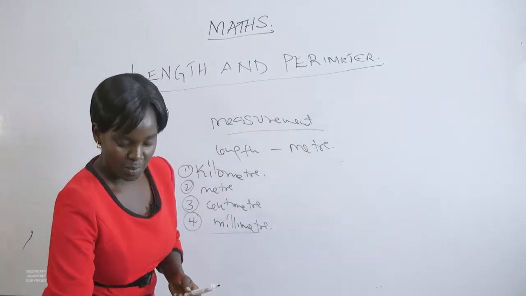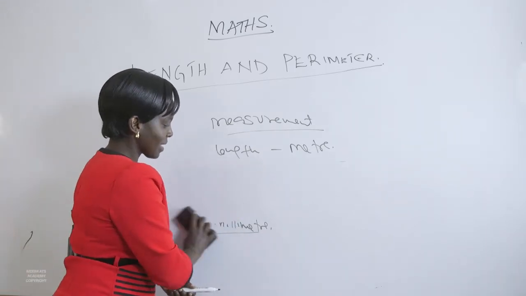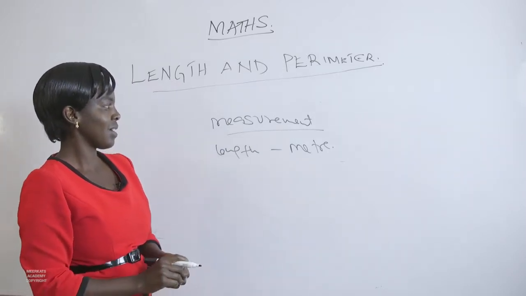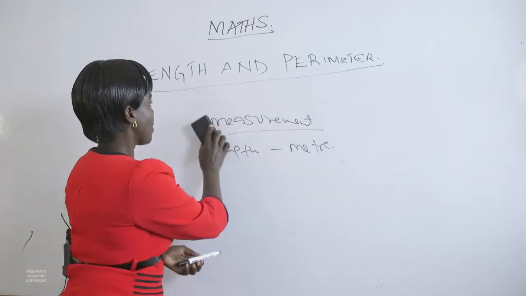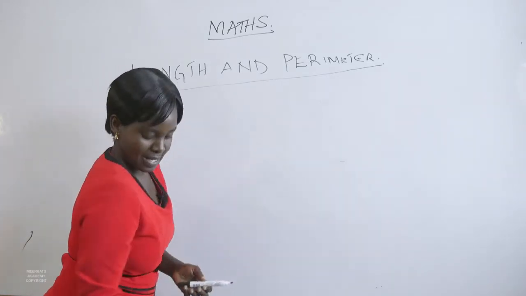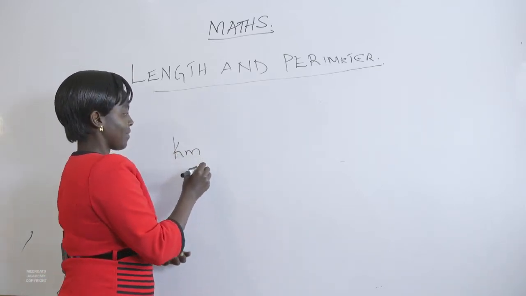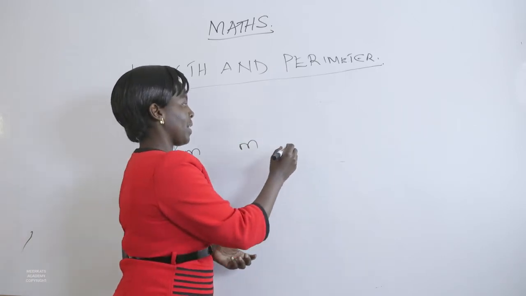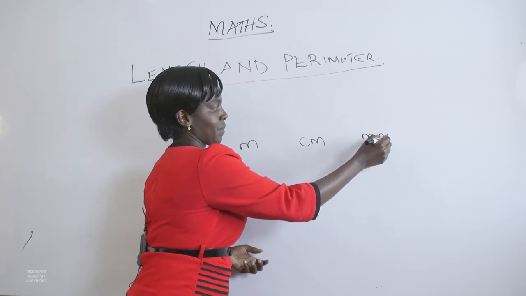So this is for us to be able to understand how to convert, because at one point you will be required to convert millimeters into centimeters or into meters or even to kilometers. This is how we are supposed to understand how it goes. Kilometer is the first one, followed by the meter, followed by the centimeter, and then the millimeter.